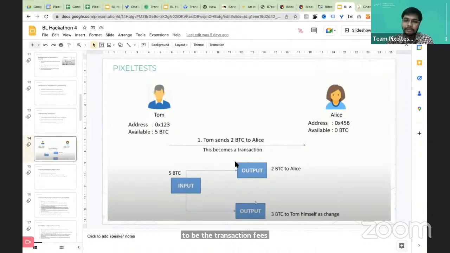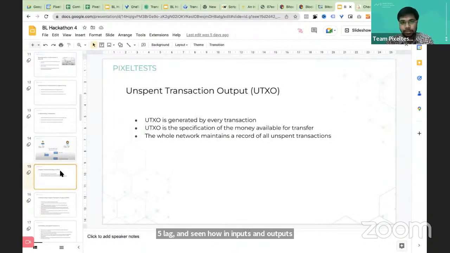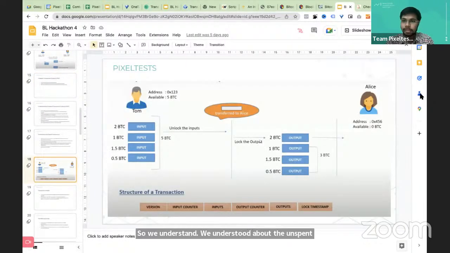After this, we have understood the real life example of block 5 lakh and seen how inputs and outputs are stacked, right? So we understood about the unspent transaction outputs also, right?